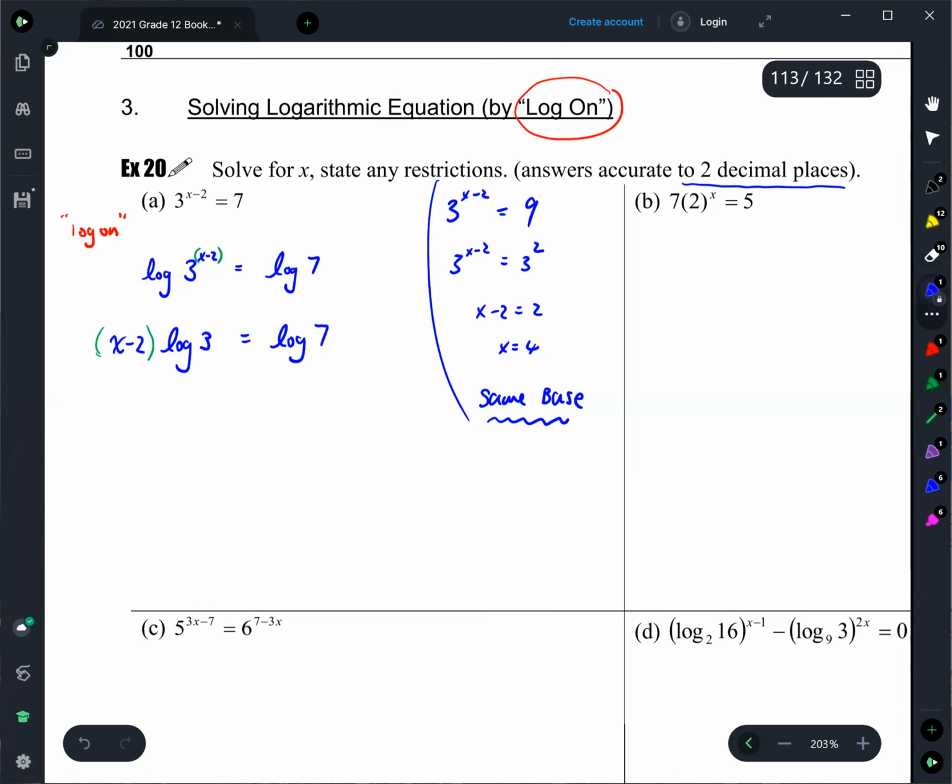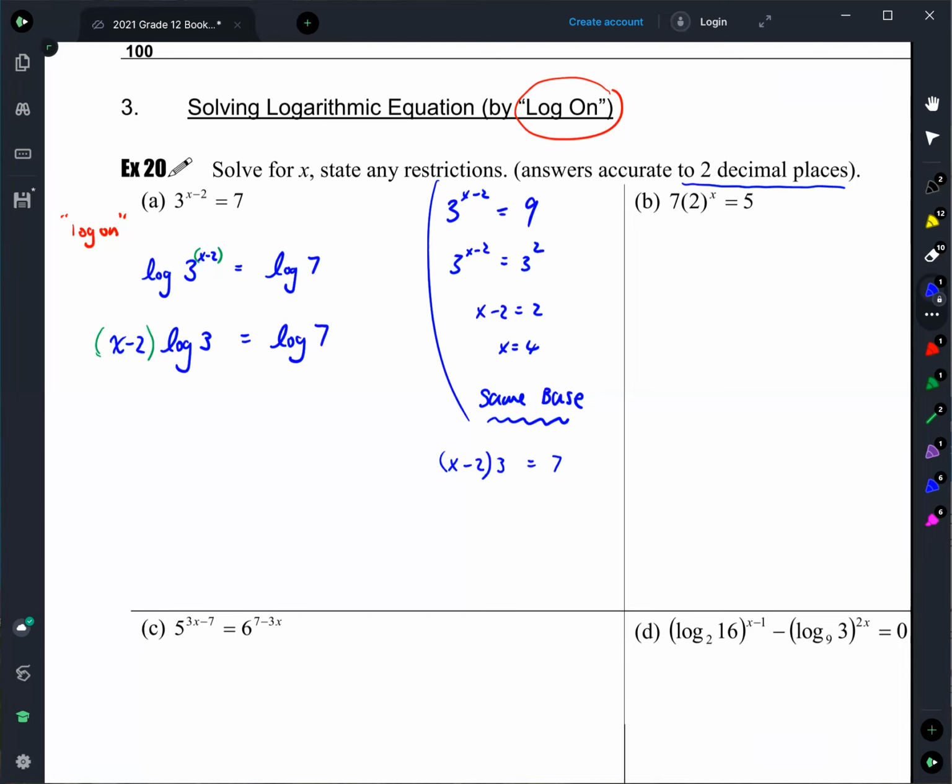So log 3 is just a number, okay? Some mystery number, which we don't know, okay? So we just leave it as log 3. Our goal is to try to find x, right? So now this is algebra. Think of this question like this on the side, okay? I'll just write it on the side. If I have x minus 2, instead of log 3, I write 3. Instead of log 7, I write 7, right? Then the question looks much easier.